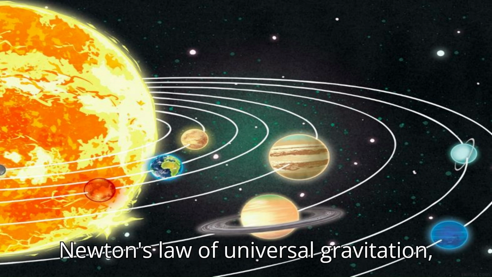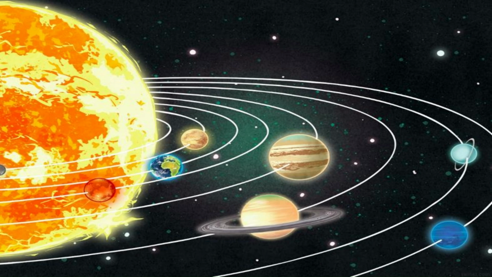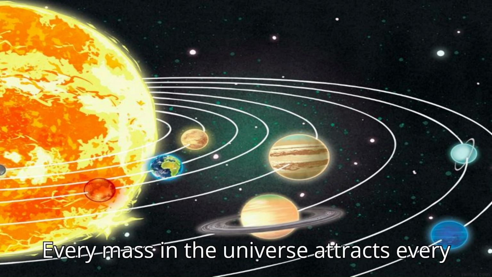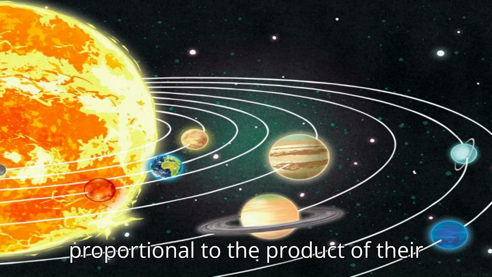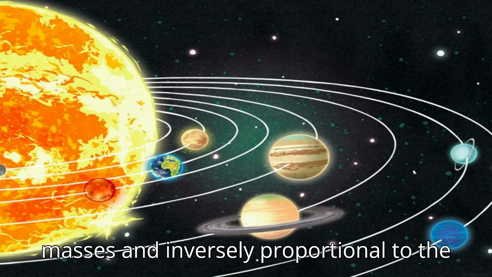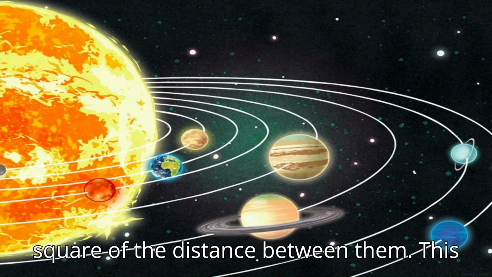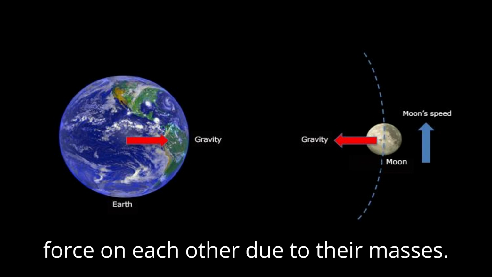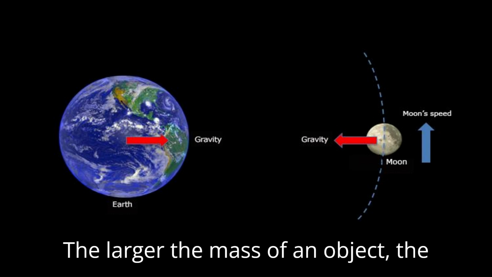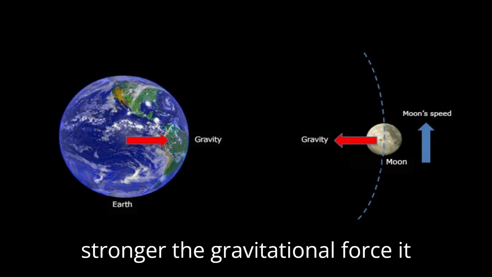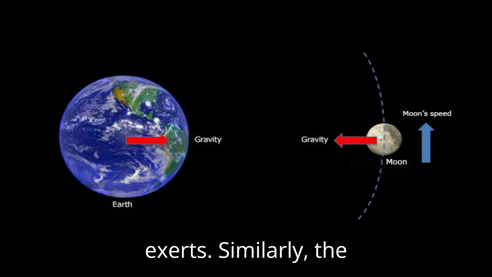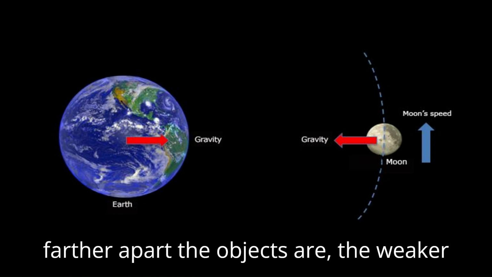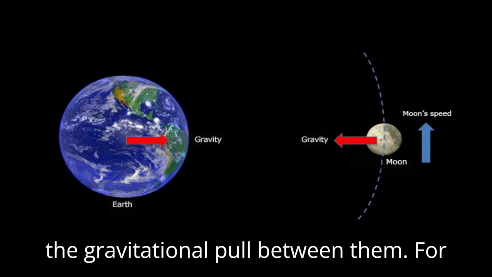According to Newton's law of universal gravitation, every mass in the universe attracts every other mass with a force that is proportional to the product of their masses and inversely proportional to the square of the distance between them. This law describes how two objects exert a force on each other due to their masses. The larger the mass of an object, the stronger the gravitational force it exerts. Similarly, the farther apart the objects are, the weaker the gravitational pull between them.